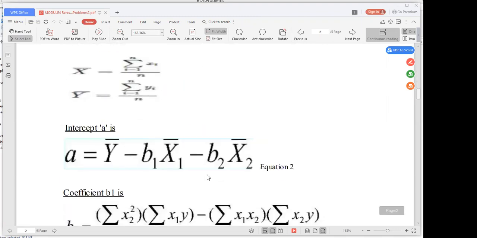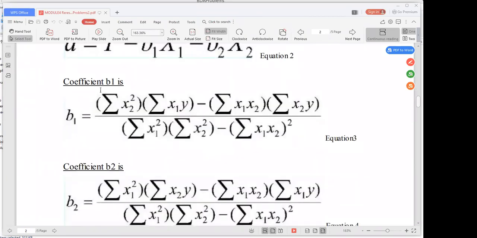To find a, the intercept, the formula is y bar minus b1 into x1 bar minus b2 into x2 bar. The x1 bar, x2 bar and y bar you can find by taking the mean of the values in the table. Now the coefficient b1 is equal to summation of x2 square into summation of x1 y, minus summation of x1 x2 into summation of x2 y, divided by summation of x1 square into summation of x2 square, minus summation of x1 x2 whole square.